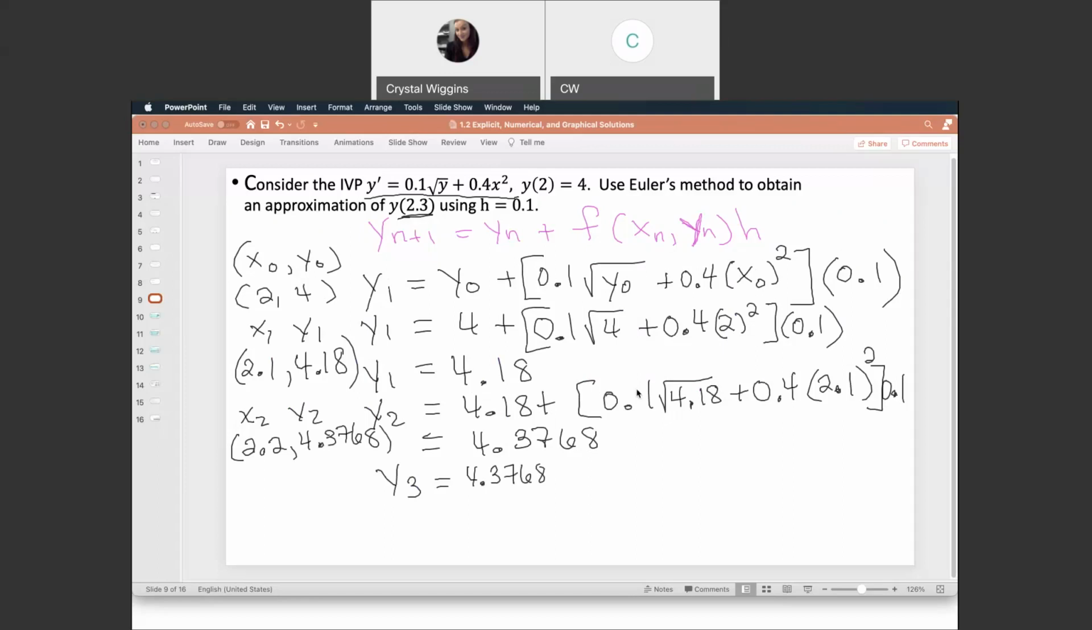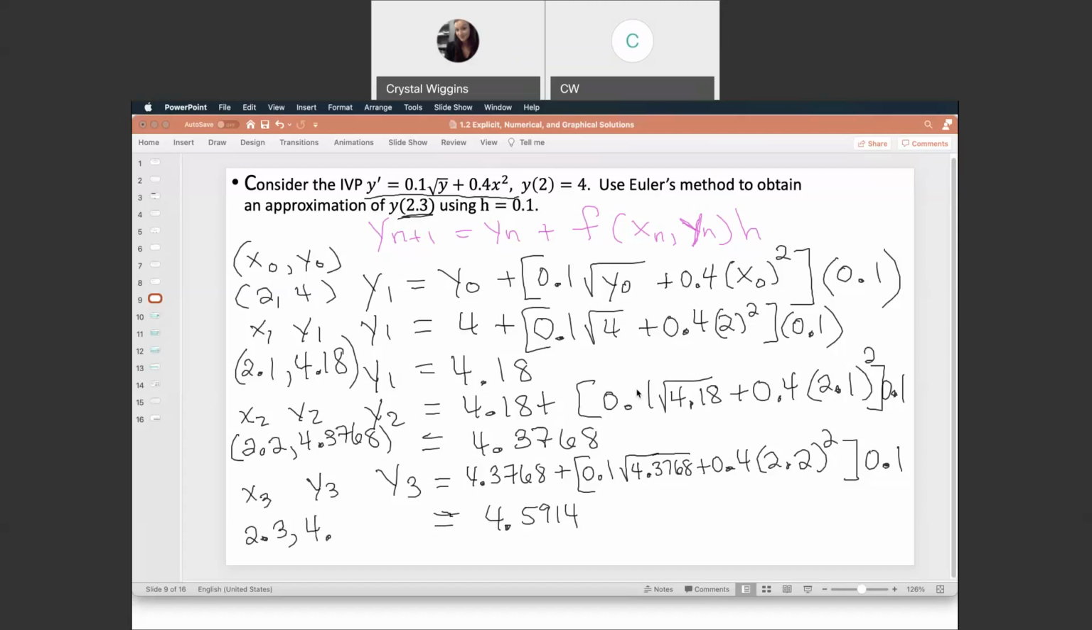4.3768 plus the function evaluated, 0.1 times the square root of 4.3768, plus 0.4 times the x value of 2.2 squared, all multiplied by our step size of 0.1. That gives us a y3 value of 4.5914. So we just found that x3, which is 2.3, and y3, which is 4.5914. And this is our answer.